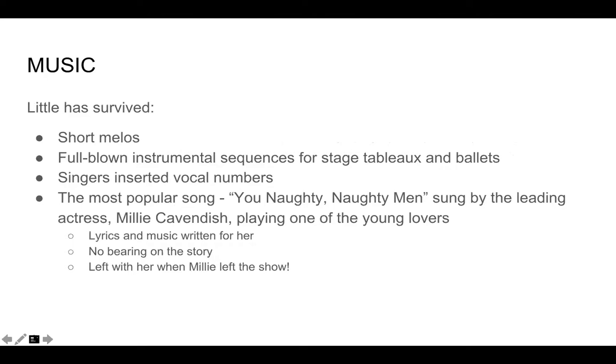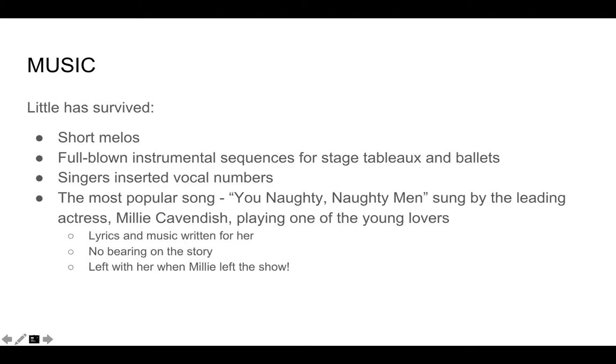The music, we had little has survived, so we have some short melodies from it. There were full-blown instrumental sequences for the stage tableau and ballets. So these would be, one will be described in a minute, but things that are transitioning from one piece to the next, beautiful instrumental pieces behind the ballet, singers inserted vocal numbers. So the thing that you just heard was the most popular song, You Naughty, Naughty Men, sung by the leading actress, Millie Cavendish, who played the female young lover. The lyrics and music were written for her, not for the play and not for the musical.